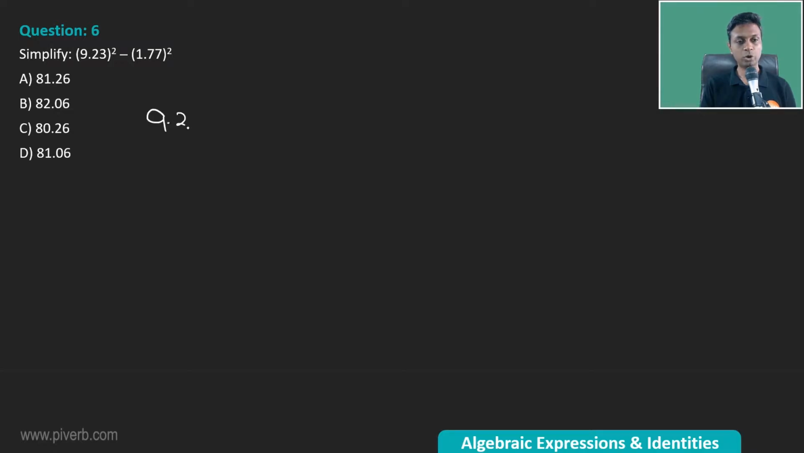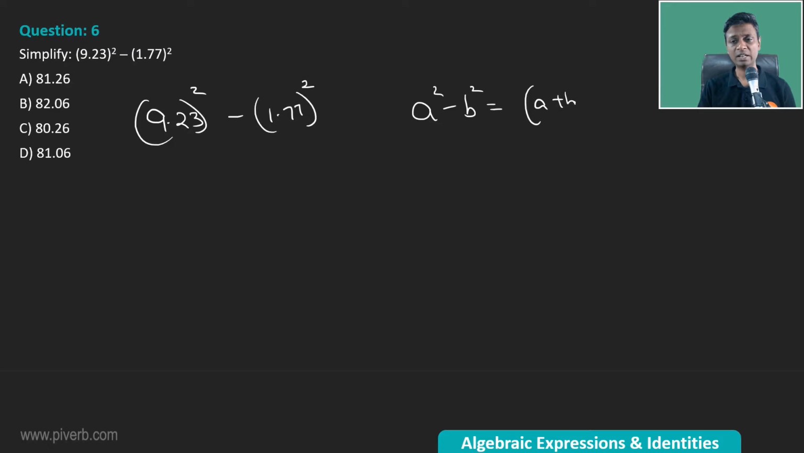Simplify 9.23 square minus 1.77 square. Wonderful. So 9.23 square minus 1.77 square. How can we do this? Think about this. It's called the form a square minus b square. We can factorize this as a plus b into a minus b.